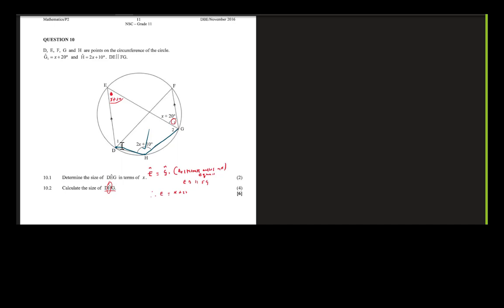Look, to find the size of angle H, you need to know what? Look, that is 2x plus 10. Yes, you need to know x. So ask yourself, how can you find x? How can you solve for x? If you know x, you will know the size of that angle.